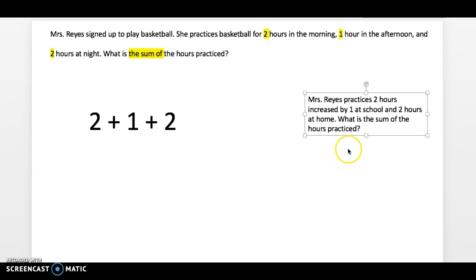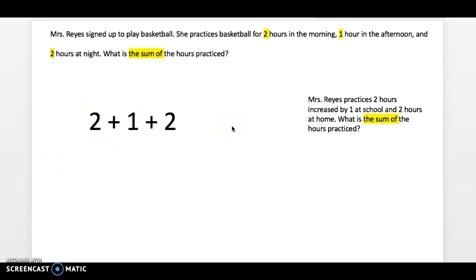Well, here we have another example. Mrs. Reyes practices 2 hours increased by 1 at school and 2 hours at home. What is the sum of the hours practiced? So let's take our problem here, and we are going to highlight the important information. Let's take a look at our question. What is the sum of the hours practiced? We know that for our numerical expression, we will be adding. So far, we can use what we previously wrote in our numerical expression for example 3: 2 plus 1 plus 2.